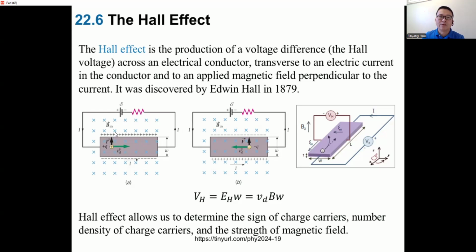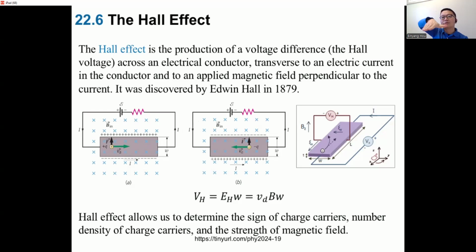So when you are measuring the voltage across the top and bottom side of the conductor, as shown in this case, if it's positive, that means the charge carriers inside the conductor are actually positive. On the other hand, if you measure negative voltage here, then they are negative charge carriers, which in most cases is electrons. Okay, so if these are electrons, again current goes in this direction, and negative charges are responsible, so the movement of charges will be in that direction, to the left.